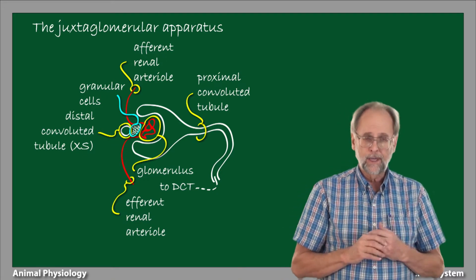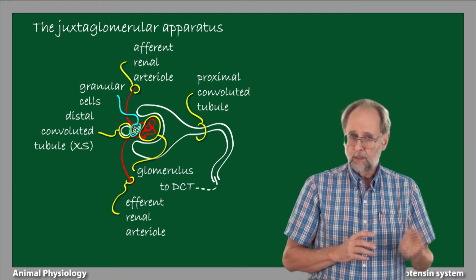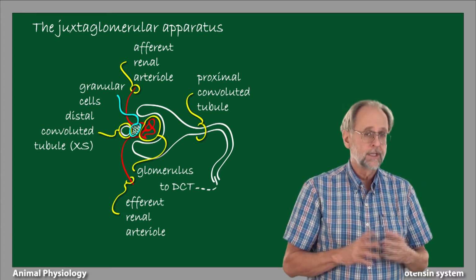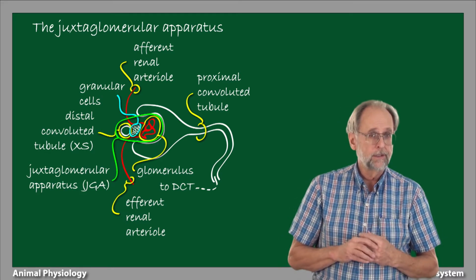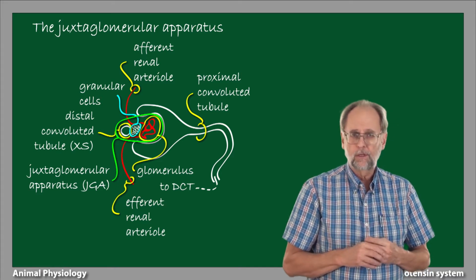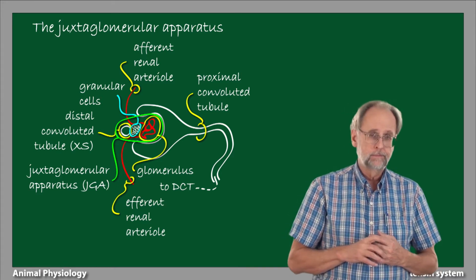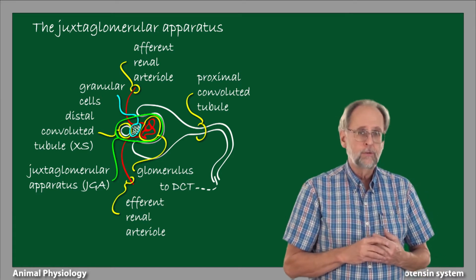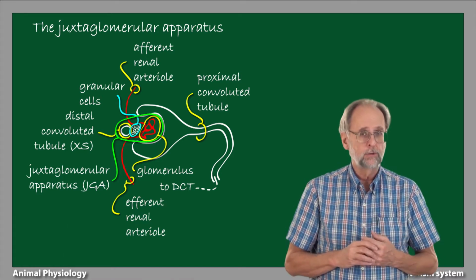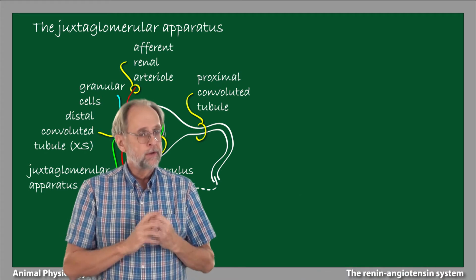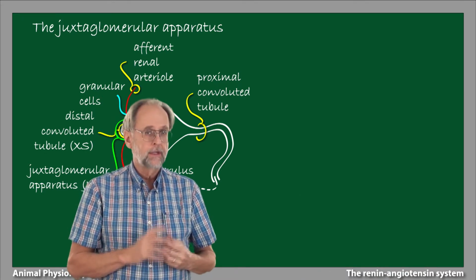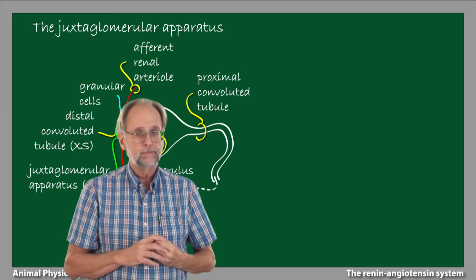This entire complicated association between the glomerulus, distal convoluted tubule, and associated cells is the juxtaglomerular apparatus. We'll just call it the JGA for short. The JGA is involved in the regulation of sodium transport via aldosterone. There's more that we need to understand, and for that we have to take a closer look at the JGA.